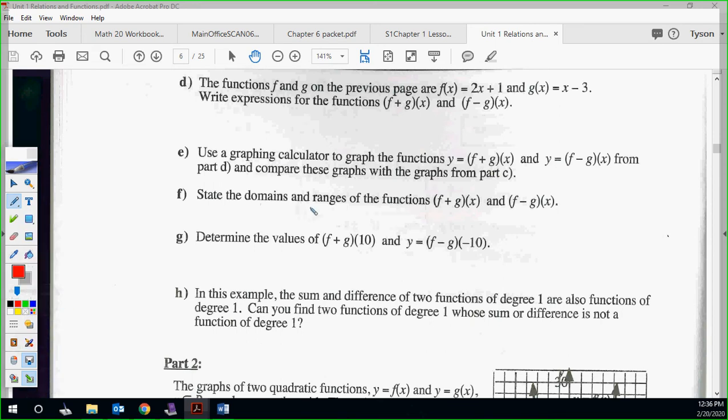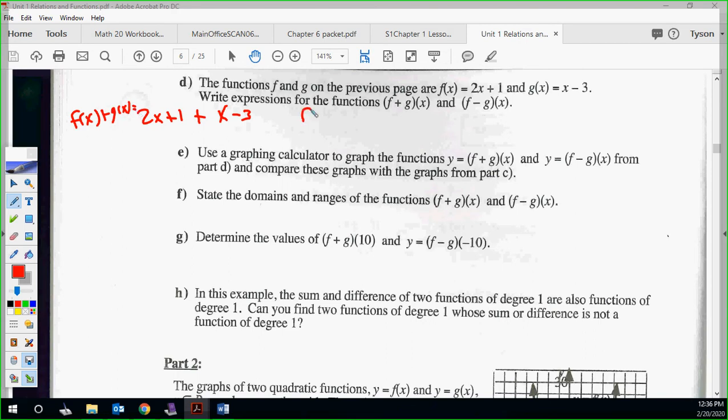So functions f and g in the previous page: f of x is 2x plus 1, so they told you what the functions are, and g of x is x minus 3. Write the expressions for those functions now. So they told you what those actual lines were. Okay, so I'm doing 2x plus 1, and I'm going to add x minus 3. This is f of x plus g of x. That's what we're doing here.